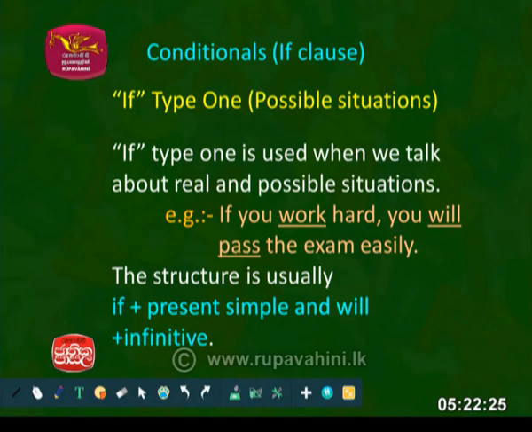So we are talking about the first condition, children. As we told earlier, for a condition to take place, you have to have a condition and you have to have a result. So what is the structure of this if condition? Type 1: you have to have the if clause with the present simple, and also the will and the infinitive, will and the base form of the verb. For example, if you work hard, you will pass the exam. So if you work is given in the simple present tense, and in the result part, you will pass the exam.